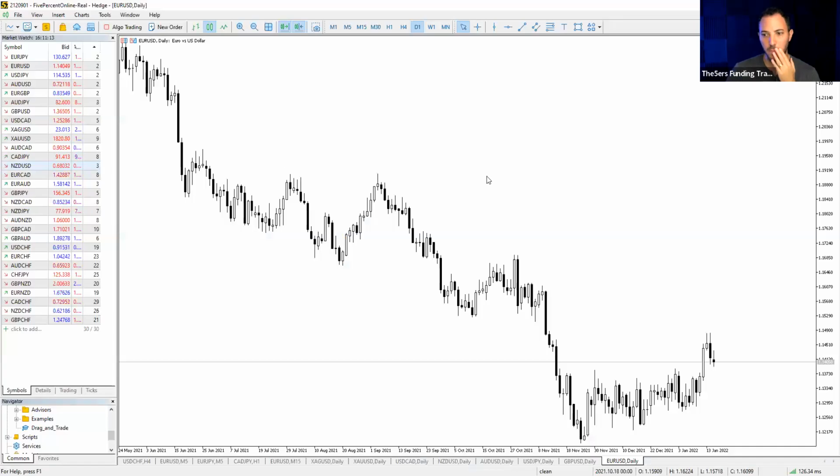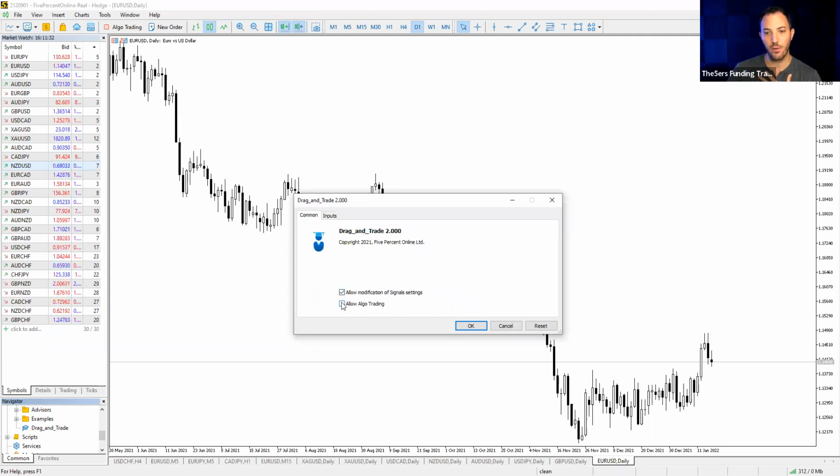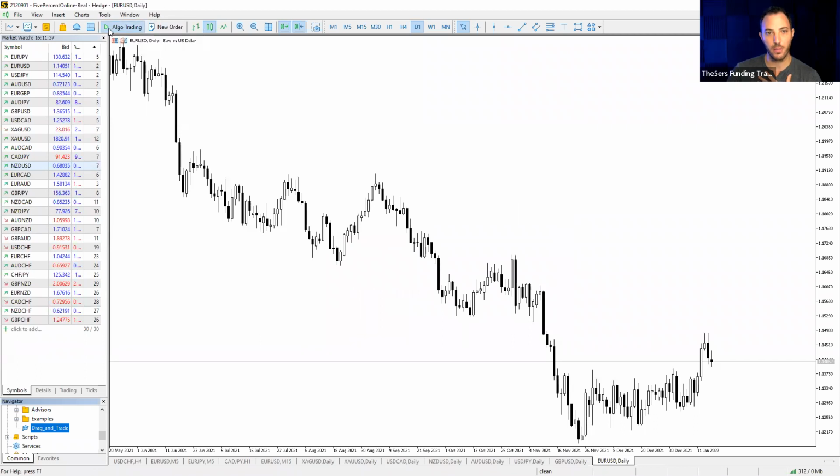And let's go through the majors. Let me show you. Once you download the indicator to your platform, it will just show here. So if you drag it, you need to allow these two ones. In fact, this algo trading needs to be on. That's very important.